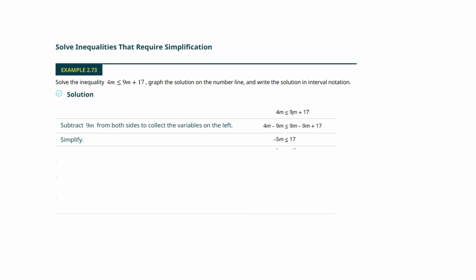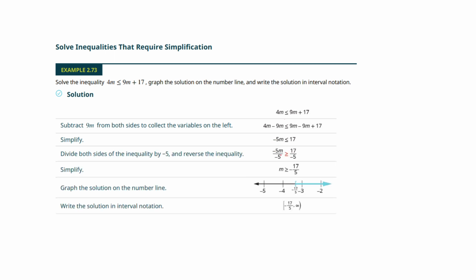So I'm subtracting 9m from both sides, and I get negative 5m is less than or equal to 17. Now look what will happen here. I'm dividing by a negative 5. So that's going to flip the inequality, and now I get this for an answer. Now in interval notation, I've got m is greater than or equal to negative 17/5. There we go, in interval notation.